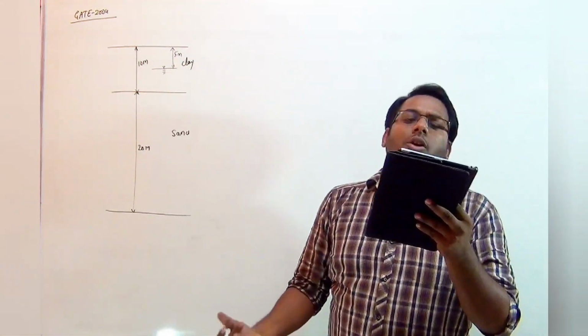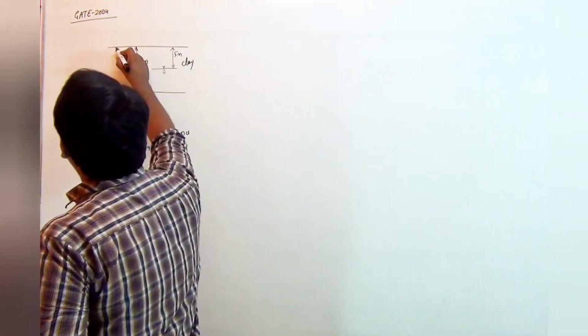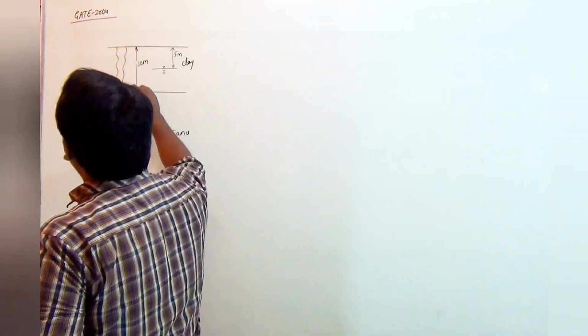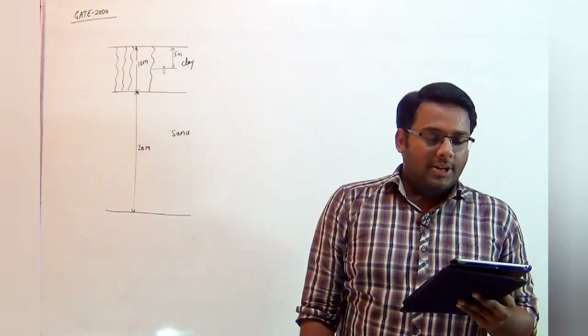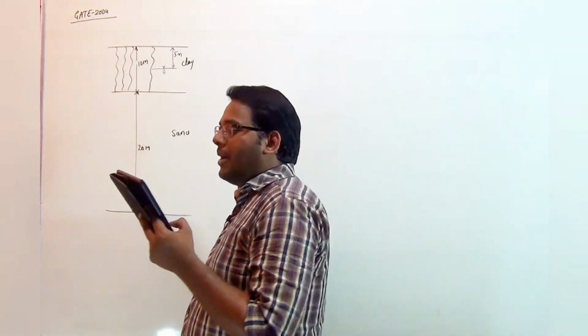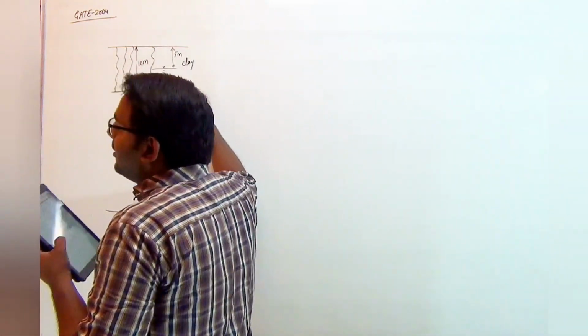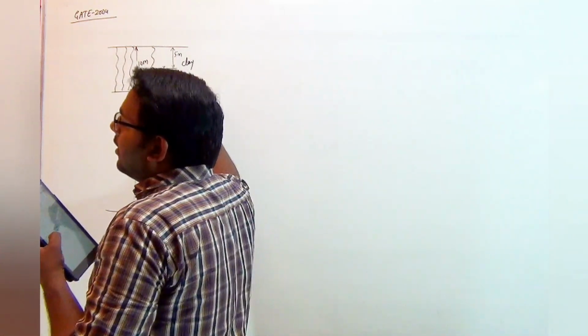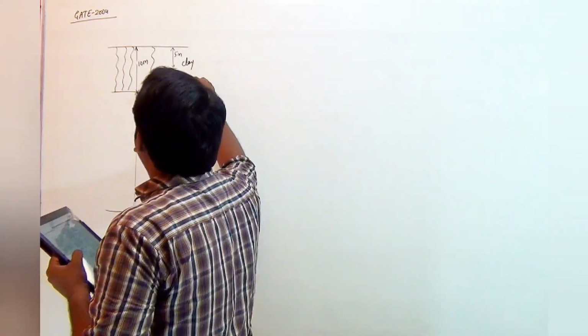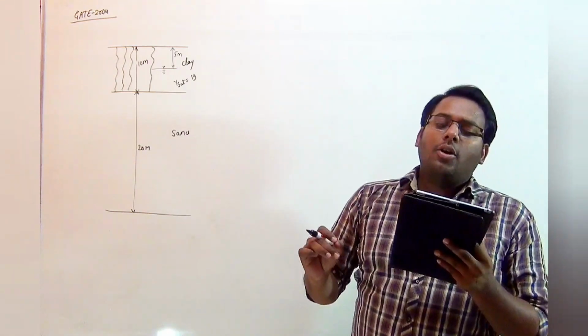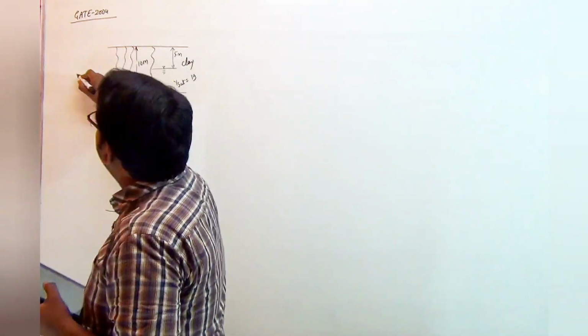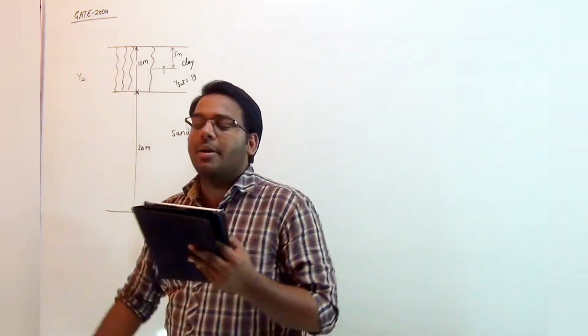The soil above the water table is capillary saturated. That means this particular zone is capillary saturated. The value of gamma saturated is 19. Okay, fine. The gamma saturated given is 19 kilonewton per meter cube. The unit weight of water is gamma W. Fine. It is taken directly as gamma W.